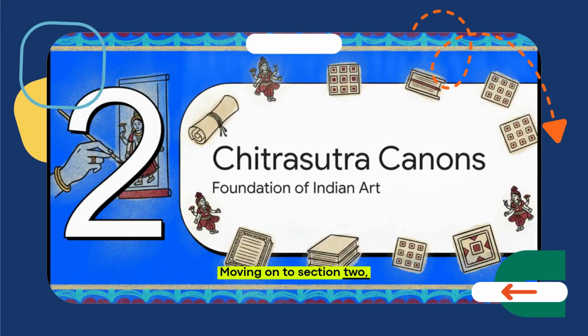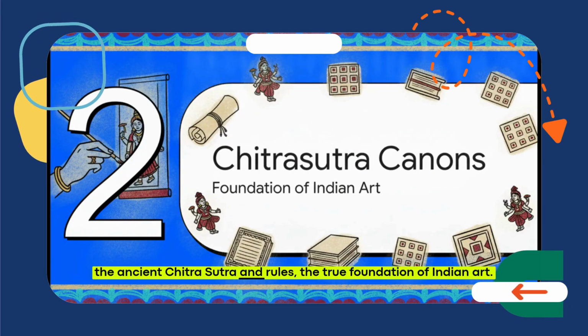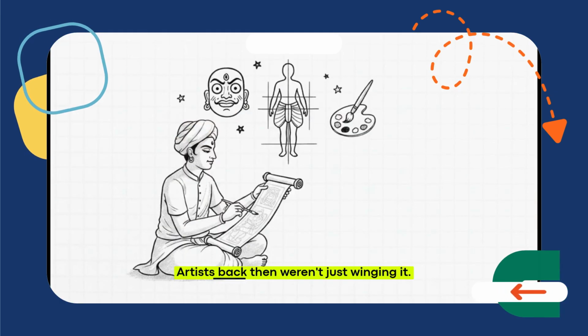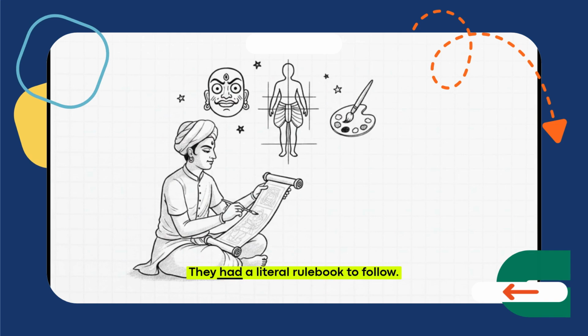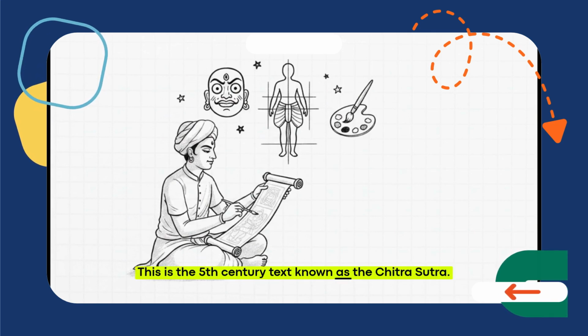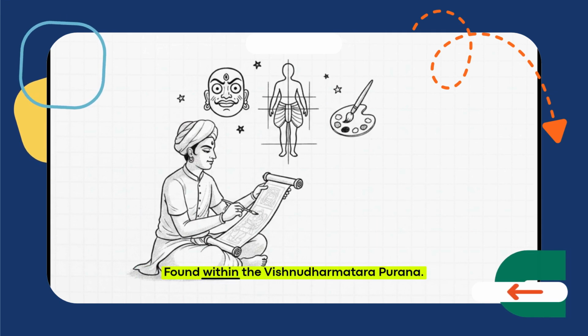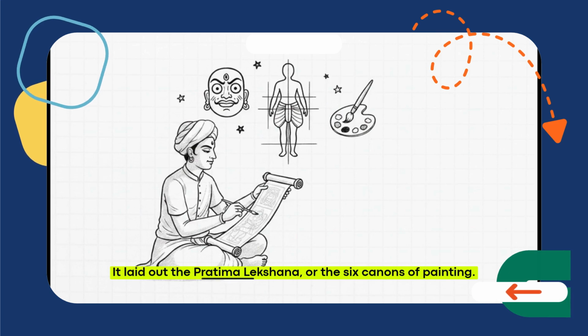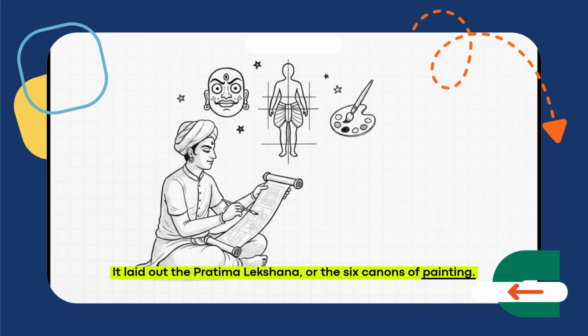Moving on to Section 2, the ancient Chitra Sutra and rules, the true foundation of Indian art. Artists back then weren't just winging it. They had a literal rulebook to follow. This is the 5th century text known as the Chitra Sutra, found within the Tada-patra Purana. It laid out the Pratima Lakshana, or the 6 canons of painting.